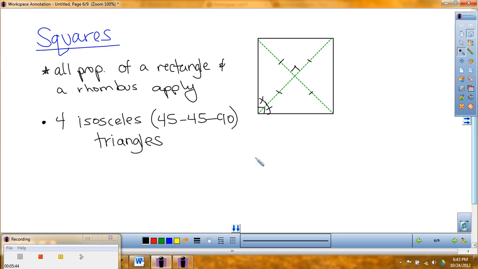Alright, so a lot to handle, but we will be discussing this tomorrow. We're going to get to kites and isosceles trapezoids tomorrow in class, just to not overwhelm you. So for right now, we're just focusing on the shapes that have 2 pairs of parallel sides in our quadrilateral.